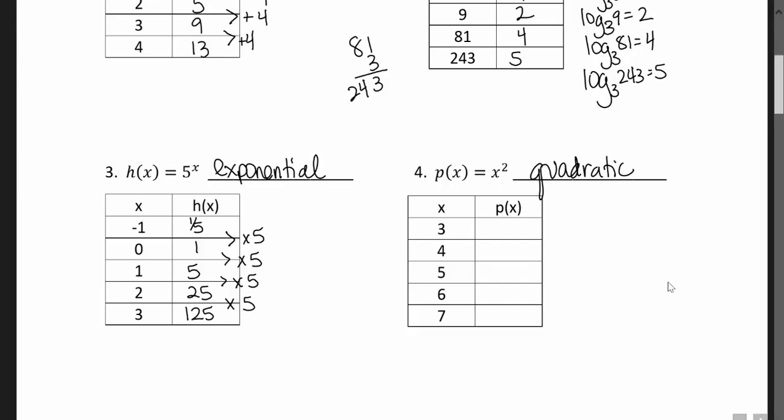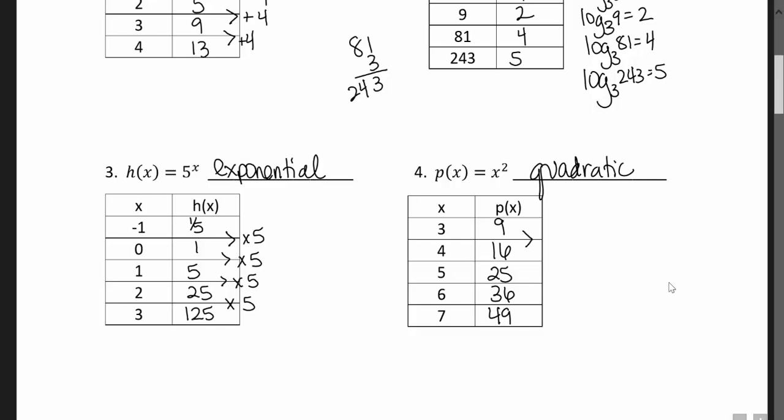So let's plug in some values. 3 squared is 9. 4 squared is 16. 5 squared is 25. 36, and then 49. But in a table, how do I know?